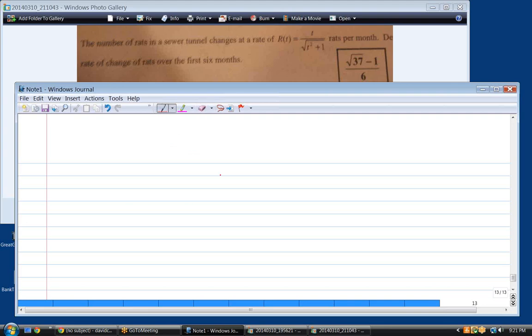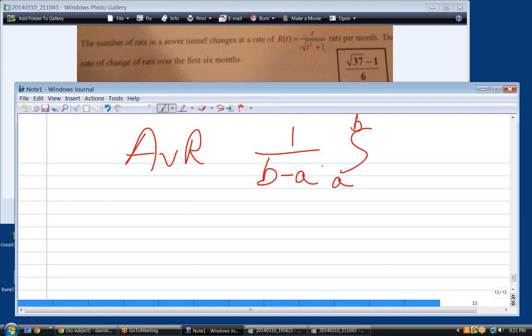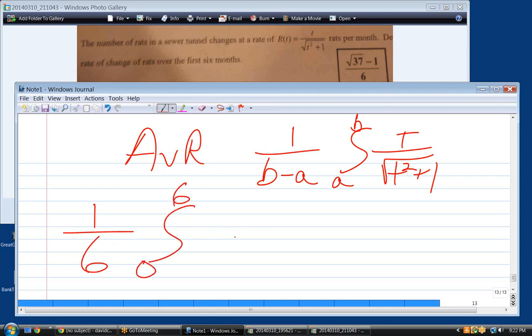Well, what's the general formula for average rate of change? It's 1 over B minus A, the integral from A to B of the function. From 0 to 6, so we have 1/6 the integral from 0 to 6 of this function, which we can actually use substitution on.